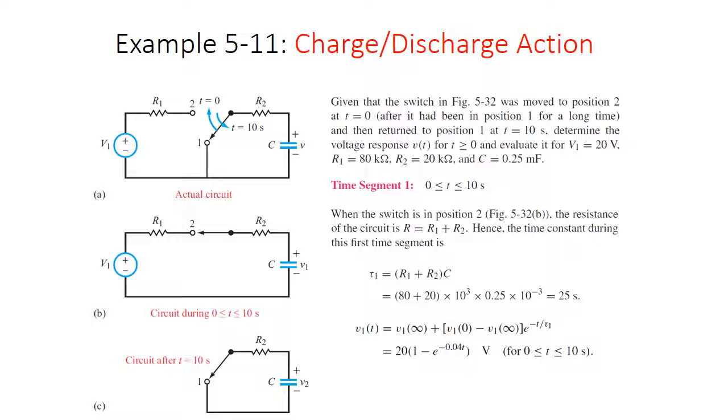And then we can go to the equation underneath that and solve through the differential equation given the different initial conditions. We have V1 of infinity, which is whatever V1 is. And then we have our initial condition, V1 of 0 minus V1 of infinity, times e to the minus t over the tau constant, which is RC. We can solve that out, and that's going to give V1 of t equals 21 minus e to the minus 0.04t. And that's going to give us our voltage from 0 to 10 seconds.